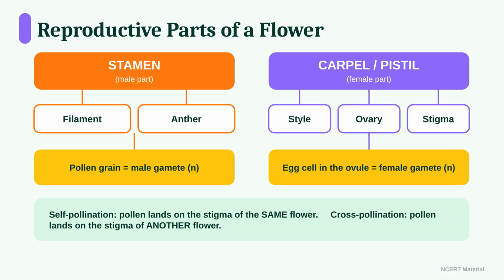The female gamete. When pollen from a flower lands on the stigma of the same flower, that's self-pollination. When it lands on the stigma of a different flower, that's cross-pollination, and this transfer is carried out by agents like wind, water, or animals.